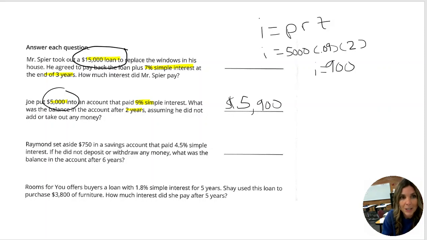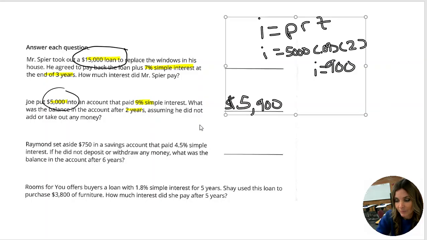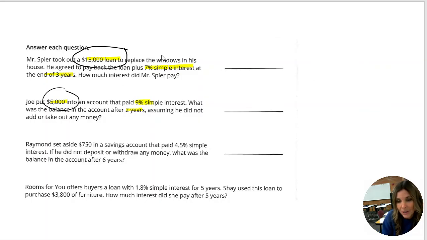Okay, let's go ahead and try another one. Raymond set aside $750 in a savings account that paid 4.5% simple interest. If he did not deposit or withdraw any money, what was the balance in the account after 6 years? So again, this is a situation where Raymond is going to earn money in interest. So he started with $750 in the account. The account paid 4.5% interest, and he left it in the account for 6 years. So we want to know the balance in the account after that time.